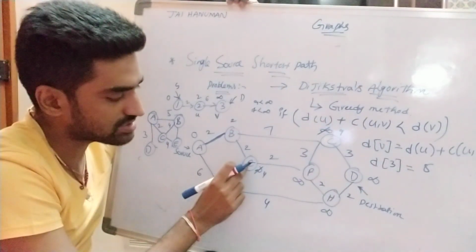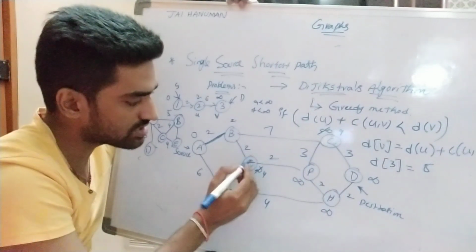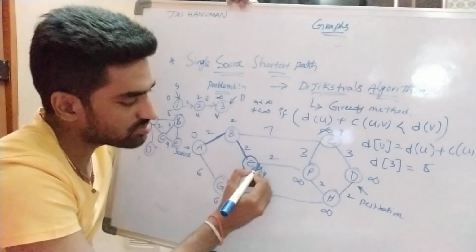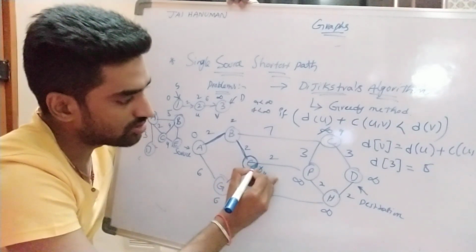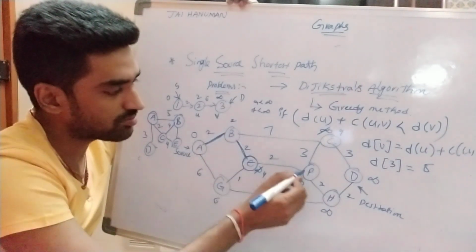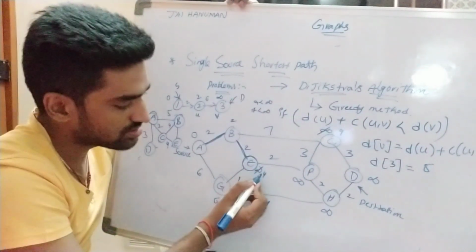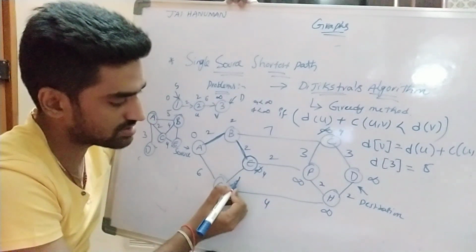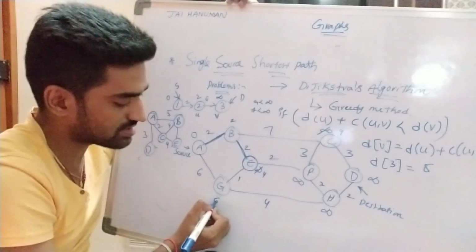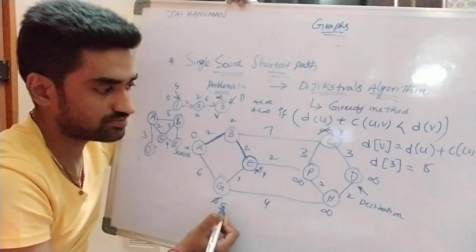Vertex E contains the least distance, so I am choosing vertex E. What are the possible adjacent nodes for node E? F and G. So here we are updating the values for vertex F and vertex G, right? 4 plus 1, sorry, 4 plus 1 is 5. 5 is less than 6, so I am updating the 5.